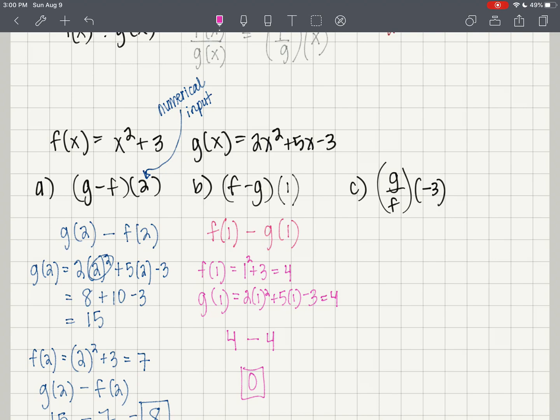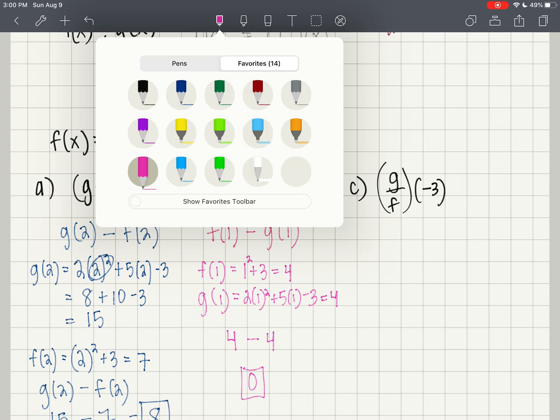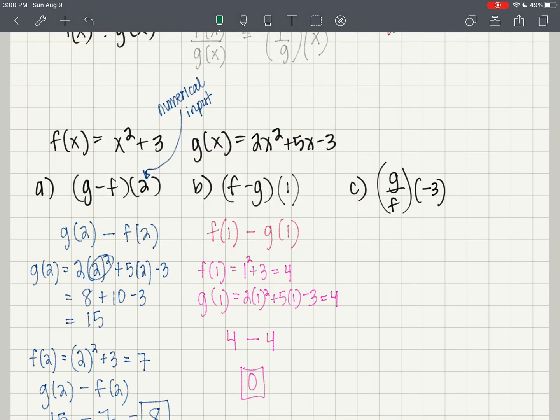And now we have g over f of negative 3. Change the color one more time. Let's make it green. So that's the same thing as saying g of negative 3 over f of negative 3. And g of negative 3 is equal to 2 times 9, negative 3 squared is 9, plus 5 times negative 3 minus 3. So 18 minus 15 minus 3 is 0.